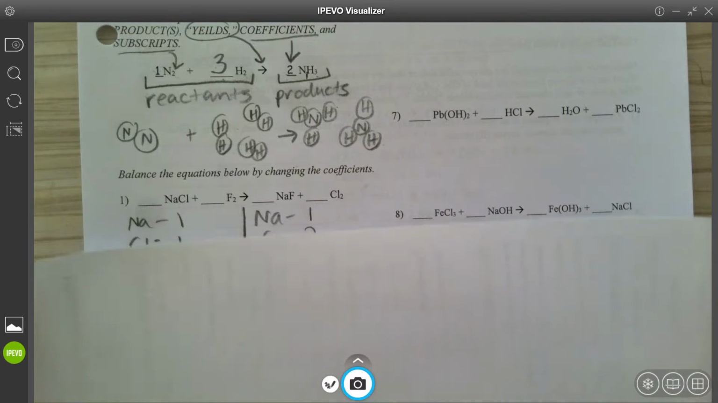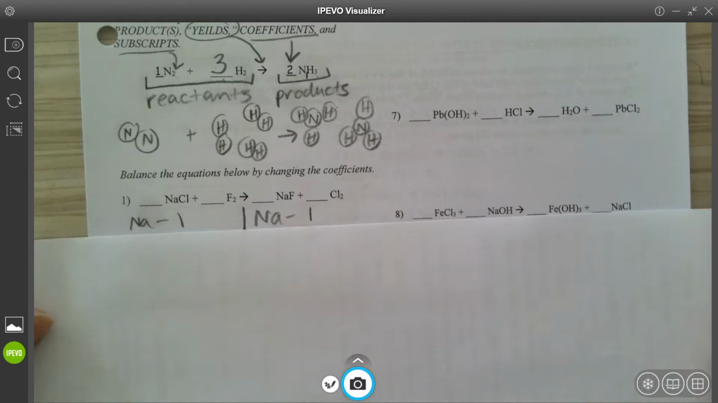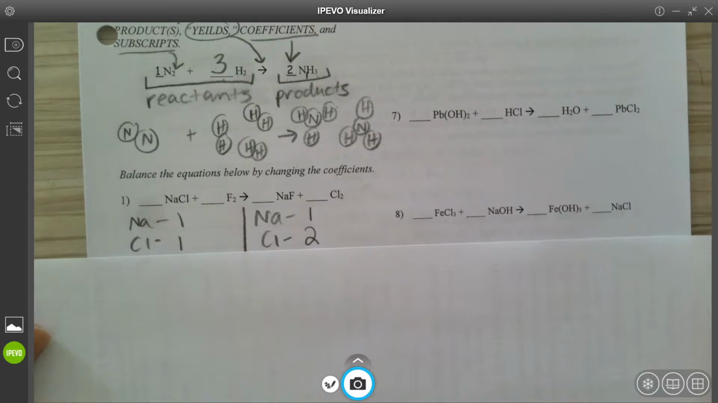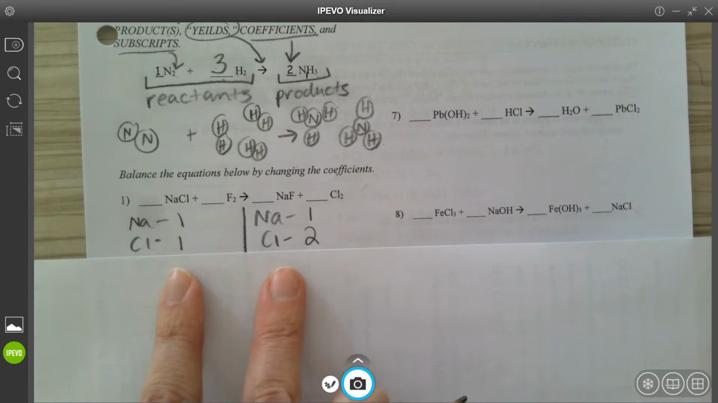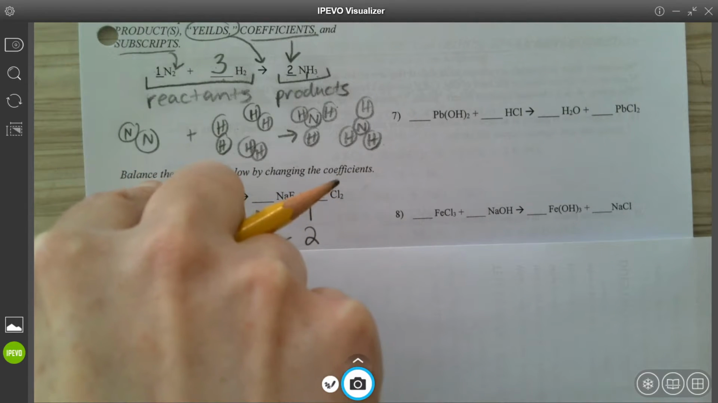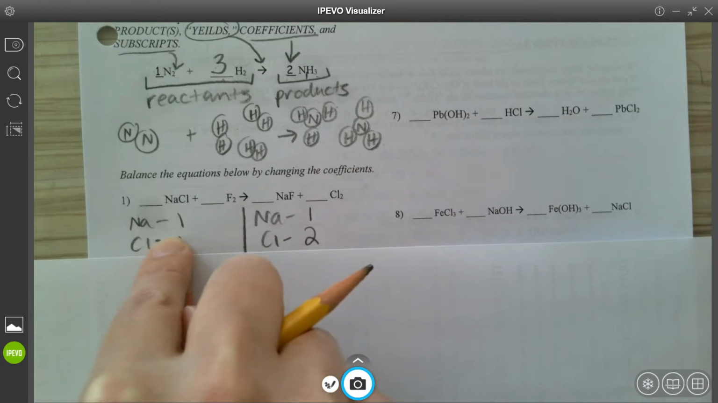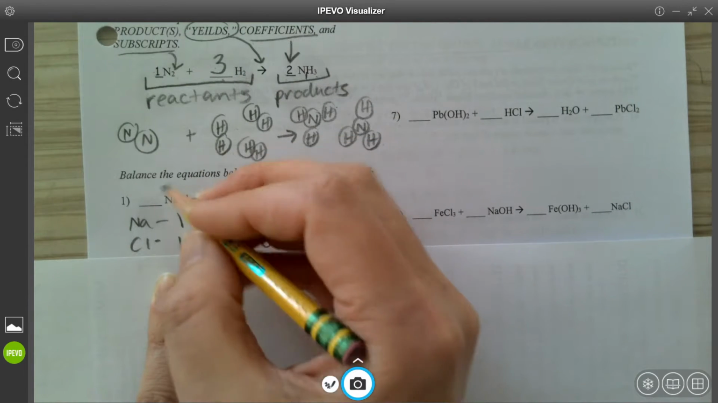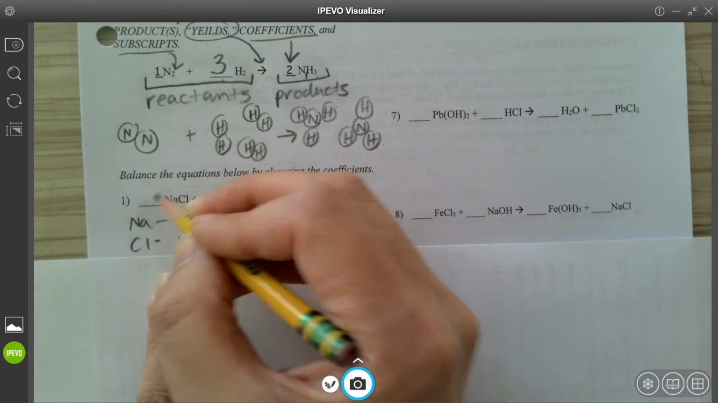Okay, so I like to take the elements one at a time. Nas are balanced, we have 1 and 1. Are the Cls balanced? No, the Cls are not balanced. When an element is not balanced, go to the side that has the least and put something out front. Don't just change it down here, this is just scratch work. If you just say, oh, I'm gonna make this 2, no. You've gotta put something out front to get the chlorines up to 2.